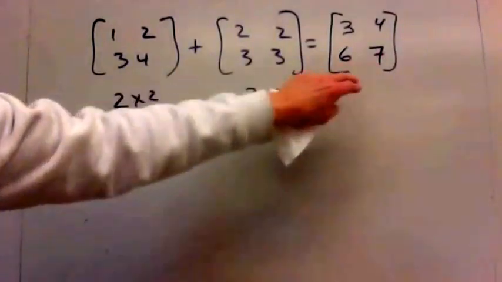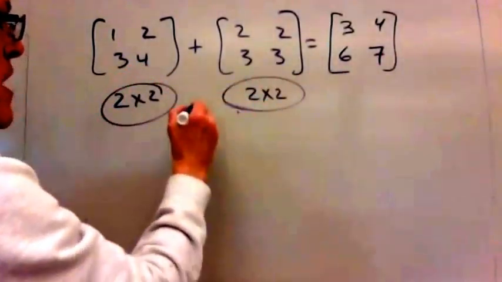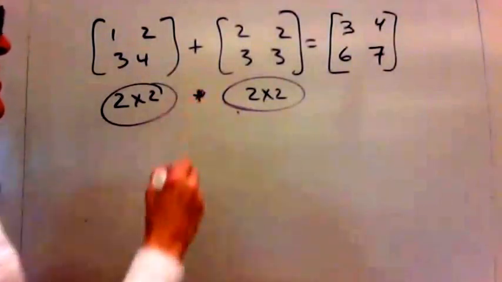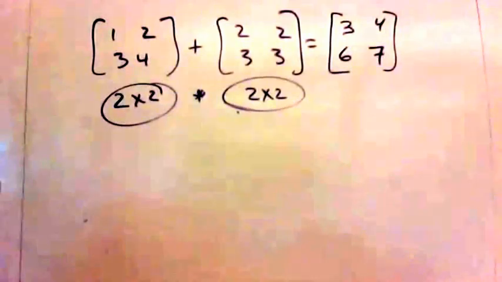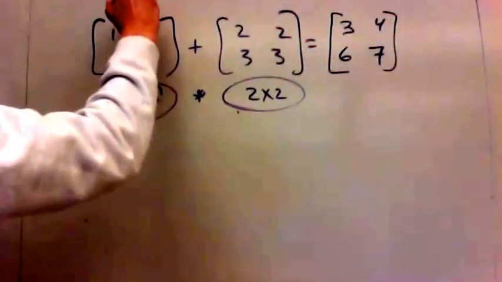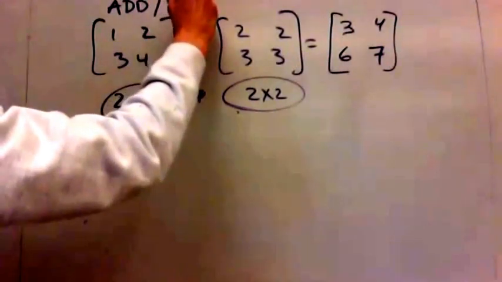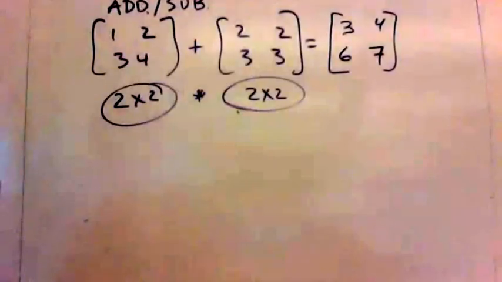So this is the sum of these two matrices, which we are able to do because they are the same size. Otherwise, the corresponding entries would not match up. Okay? So this would work for both addition and subtraction. Addition and subtraction. All right.